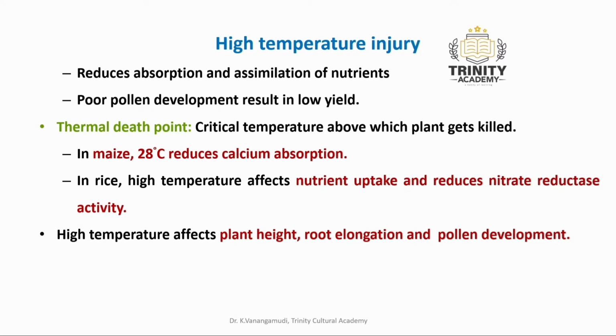High temperature reduces absorption and assimilation of nutrients by the plants, which affects growth and development of crops. Also results in low yield due to poor pollen production. What is thermal death point? It is killing a plant when critical temperature is above the limit. Example is at 28 degrees Celsius, calcium absorption is reduced in maize, while in rice, nutrient uptake and nitrate reductase activities are reduced. It also affects plant height, root elongation and pollen development in crops.